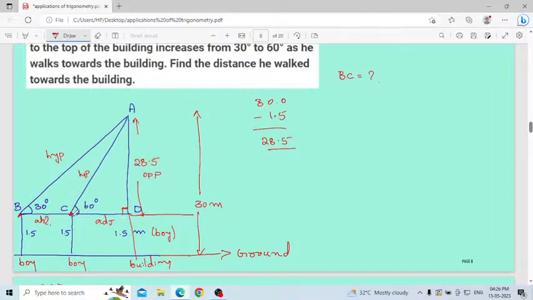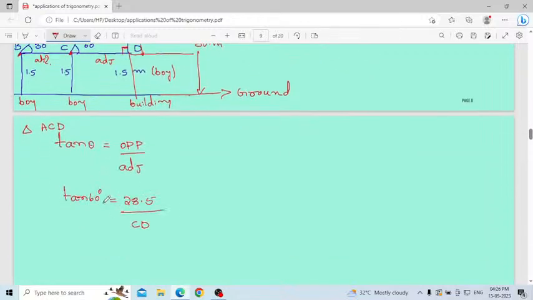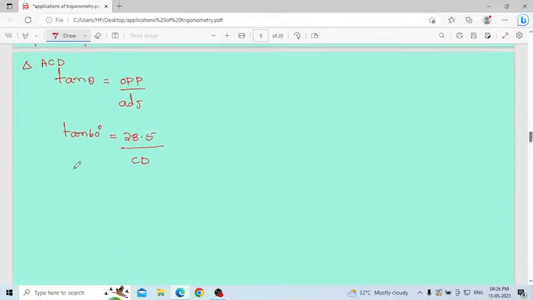Okay, I am considering this triangle ACD. Tan theta is opposite to hypotenuse. The opposite value given is 28.5, divided by the hypotenuse, which is CD. Here tan 60 degrees is equal to root 3, so root 3 equals 28.5 divided by CD. Then the CD value is 28.5 divided by root 3.